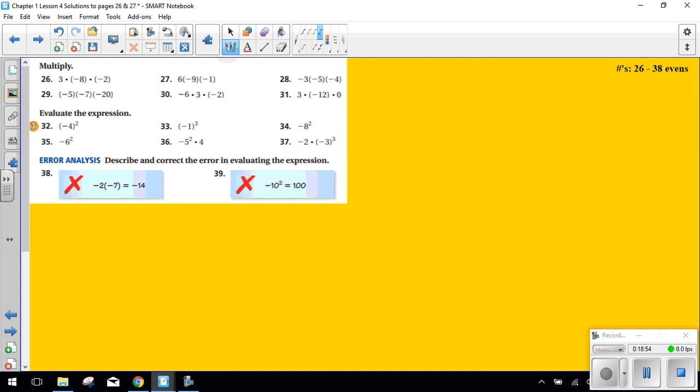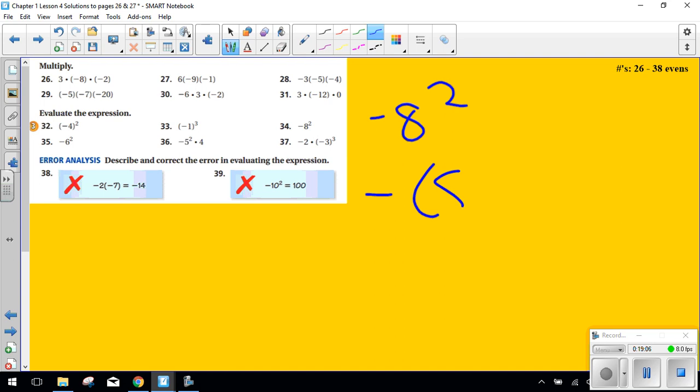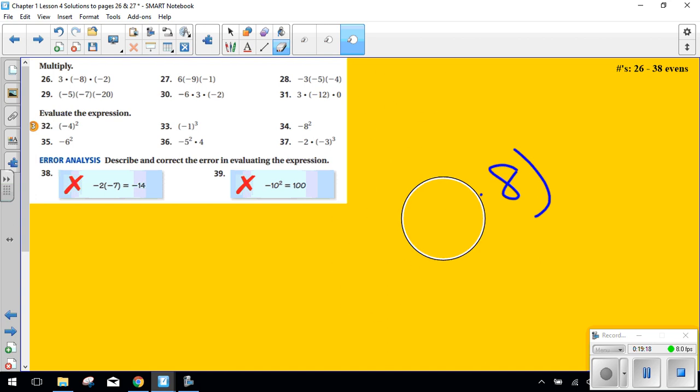If you look at 34, the 8 is not in parentheses. So what this is saying for 34 is, what is the opposite of 8 squared? Well, 8 squared means 8 times 8. So 8 times 8 is 64, and the opposite of that is -64. Okay, so that's number 34.